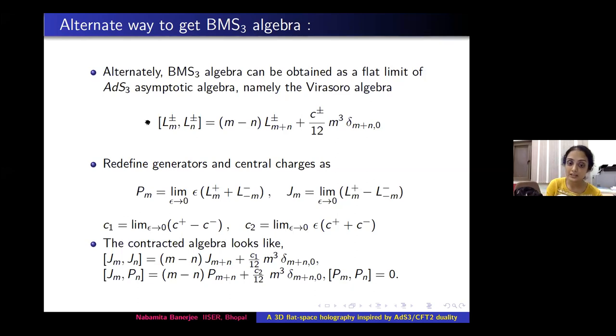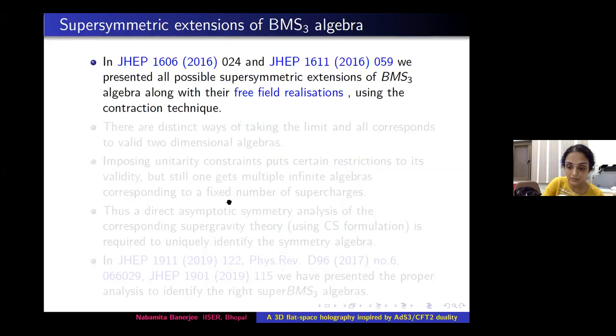Okay, so this is a new way, an alternate way, and what one can do is start working with all the supersymmetric extensions of Virasoro algebras and try to do this contraction and get the new symmetry algebras from them. So this is what we actually tried. The supersymmetric extensions of BMS3 algebra were studied long back, I mean in 2016. And we also tried to understand the symmetry algebras in terms of some free fields that can be done by using this contraction technique.